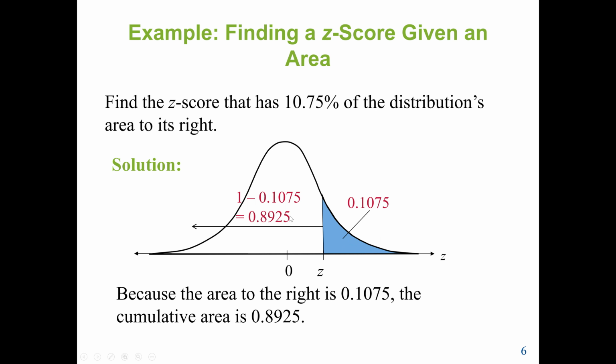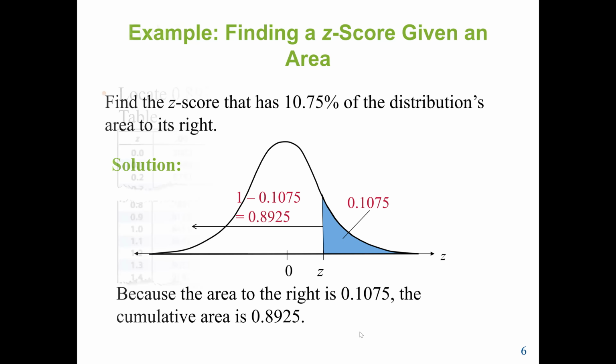The reason why, and we went through this in section 5.2, is that when you read the values in the standard normal table, we assume from left to right, not from right to left. So since our z-score starts from the left and goes to the right side of the shaded area, the value we get from the table will be from the left to the z-score. So now 0.8925 we are going to use to get our z value. Here, because the area to the right is 0.1075, the cumulative area is 0.8925.